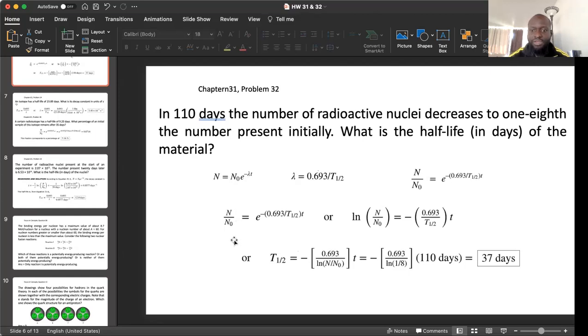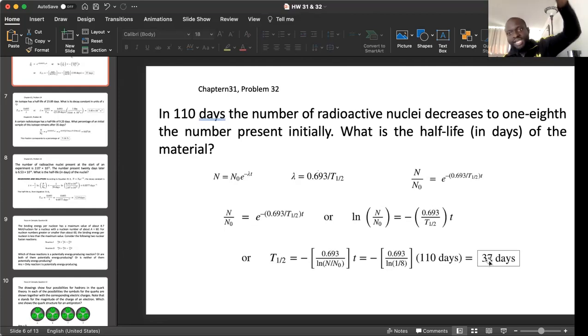So N over N naught, you solve for half-life to be 0.693 over ln of N over N naught, times t, the total number of days. N over N naught, N is say 1/8, N naught is 1, so it becomes 1/8 divided by 1, which is 1/8, ln of 1/8 over this. When you solve this, you get a negative number times a negative number, which gives a positive number. When you multiply, you get 37 days.